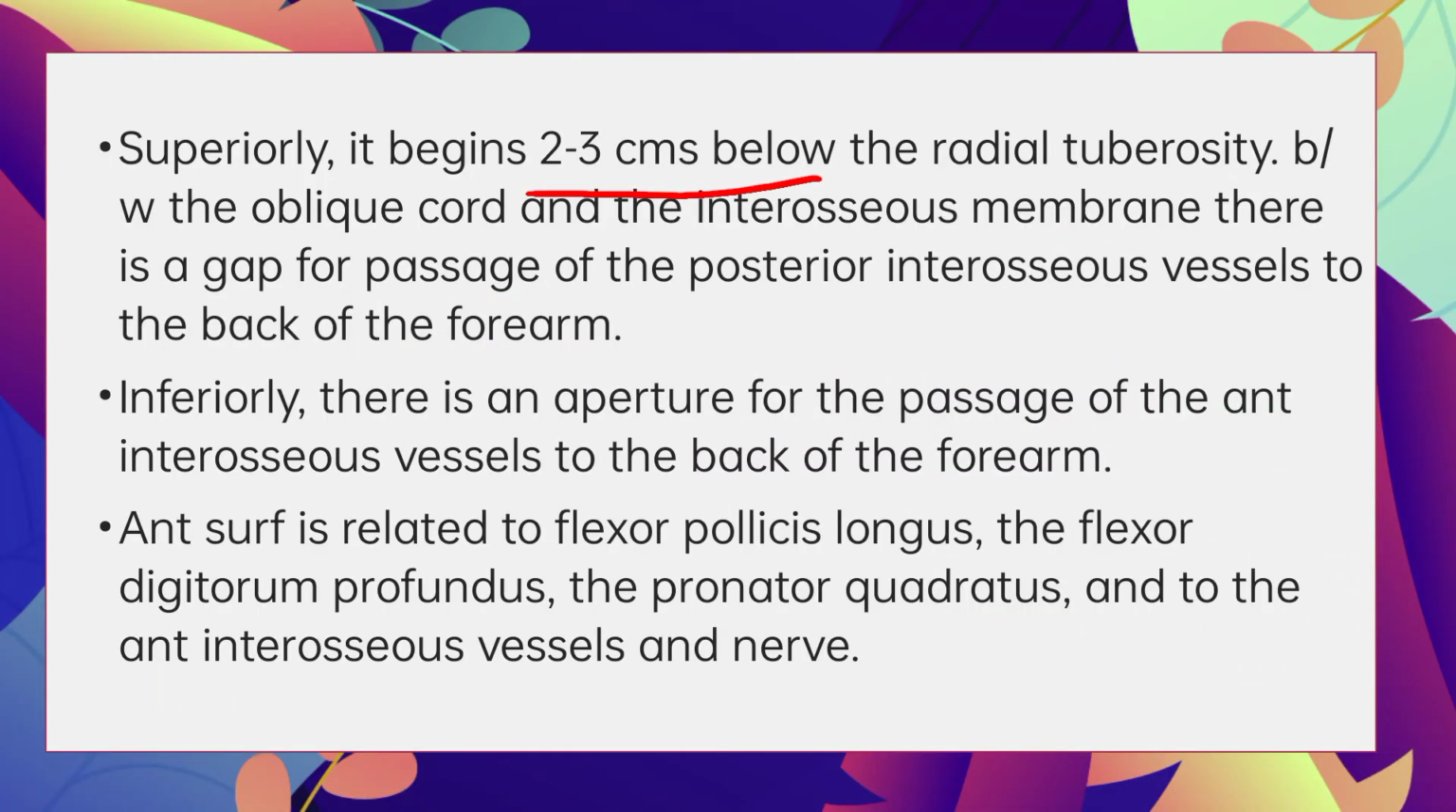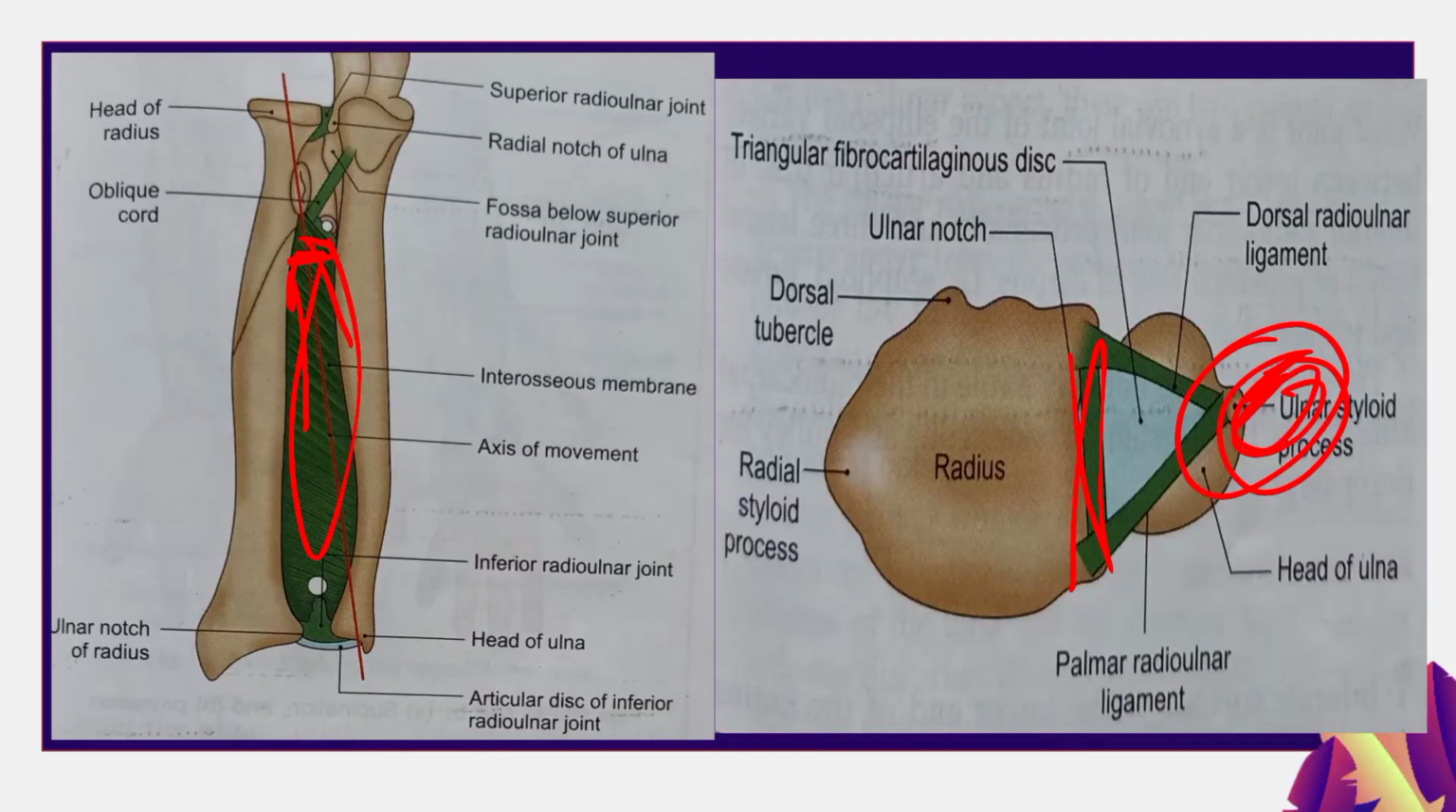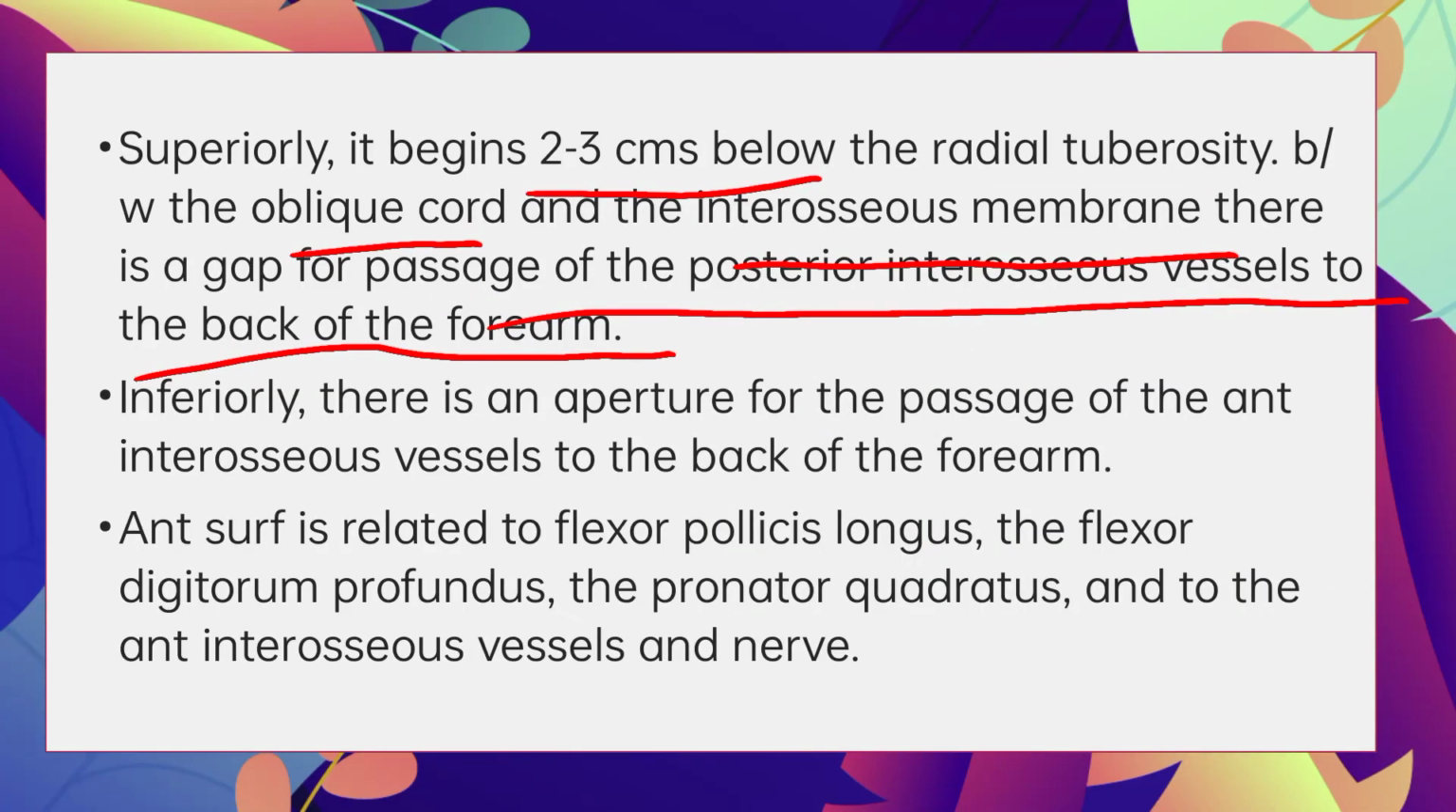Alright. So 2 to 3 centimeters below the radial tuberosity, between the oblique cord and the interosseous membrane, there is a gap for passage of the posterior interosseous vessel to the back of the forearm. As we saw in this diagram over here, there is a gap. So in that gap there is a passage for the posterior interosseous vessel to serve the back of the forearm. Now inferiorly, we'll see there's an aperture for passage of the anterior interosseous vessel.